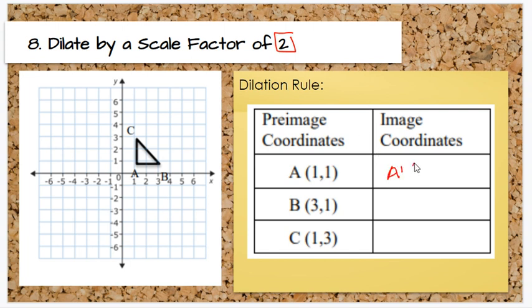So let's find A prime. So 1 times 2 is 2, and 1 times 2 is 2. So A prime is at 2, 2. So let's go ahead and graph that one. I'm going to go right 2 and then up 2. Here's my new point for A prime.